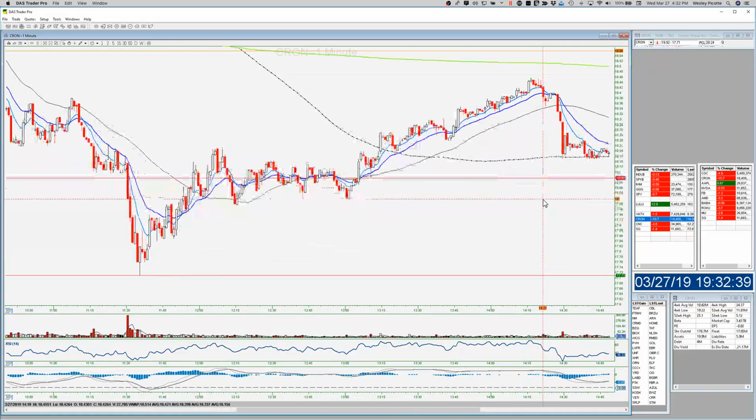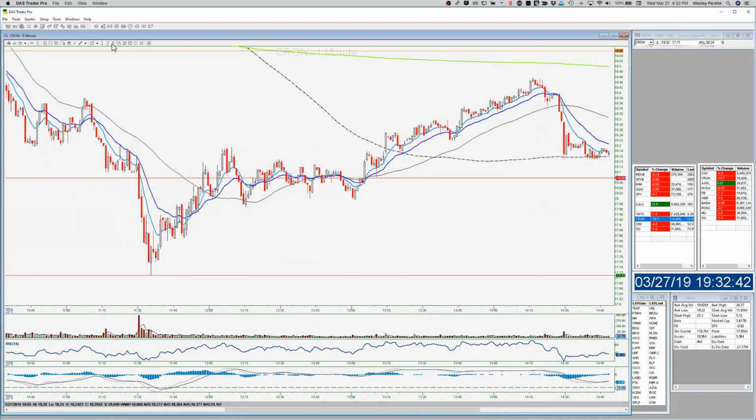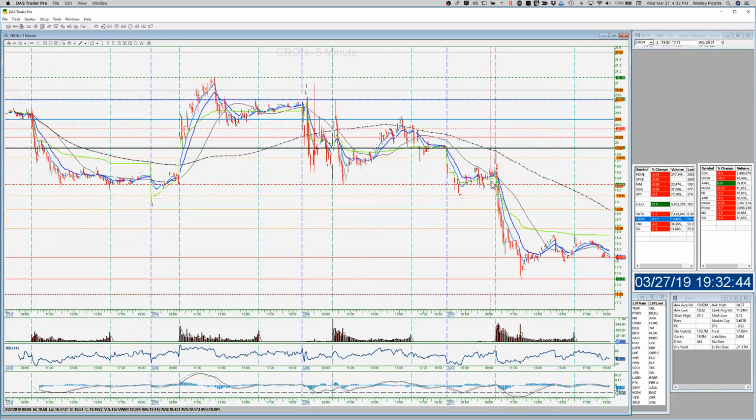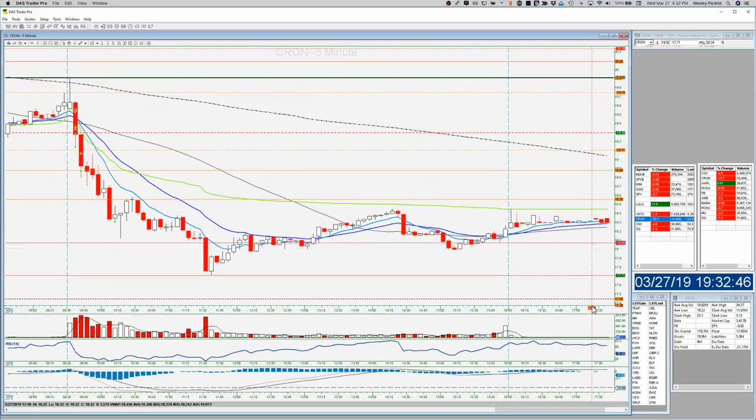But no big deal. It was a fantastic trade. Super happy with it. Amazing risk reward.